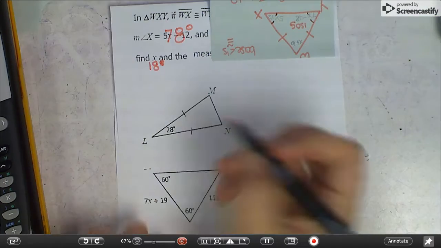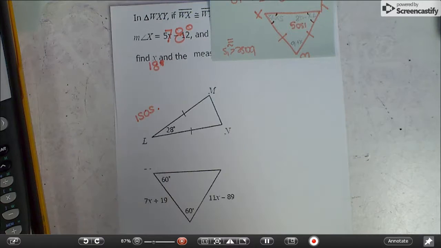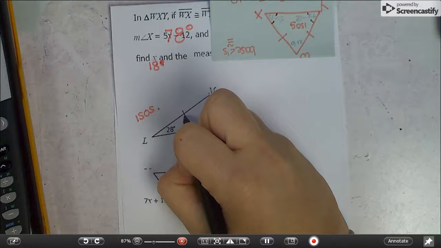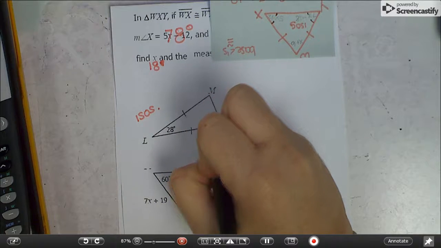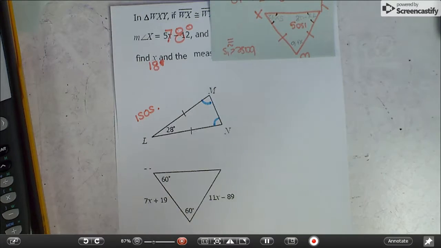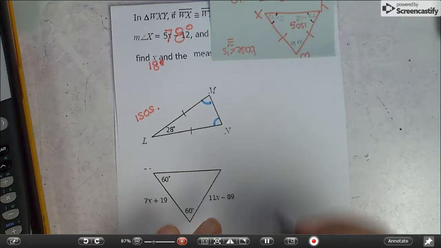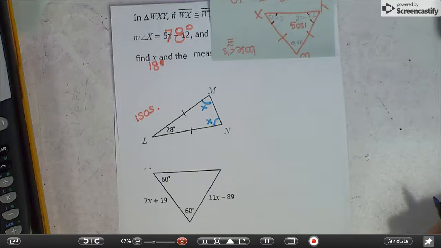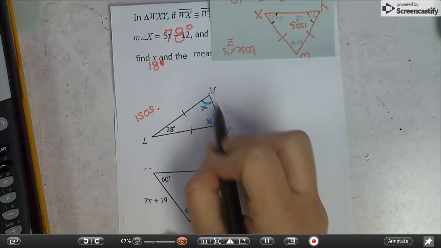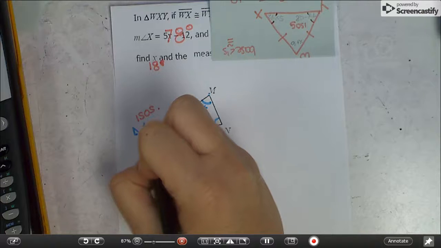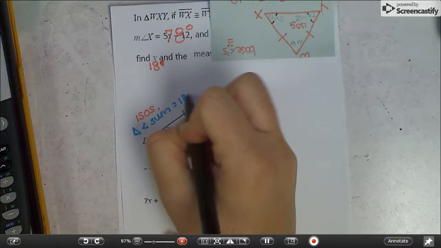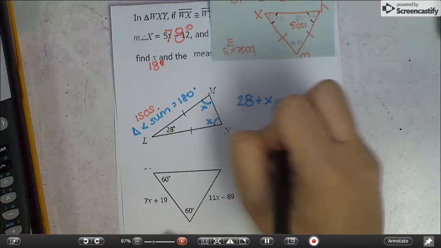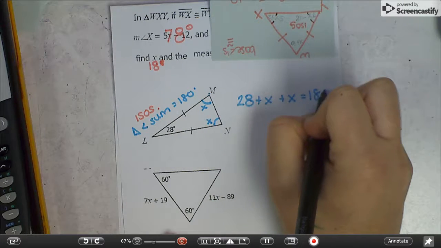This again is an isosceles triangle, which means that the base angles are congruent. The base angles this time are across from the congruent sides. So there they are. Since we don't know a measure for them, I'm just going to put x in both of them because they're the same, so we can use the same variable. And then we're going to use the triangle angle sum theorem, which means that the angles in a triangle add up to 180 degrees. So we have 28 plus x equals 180 degrees.